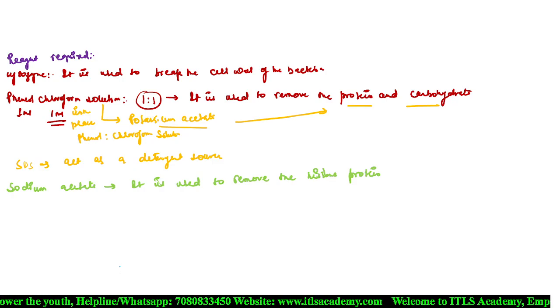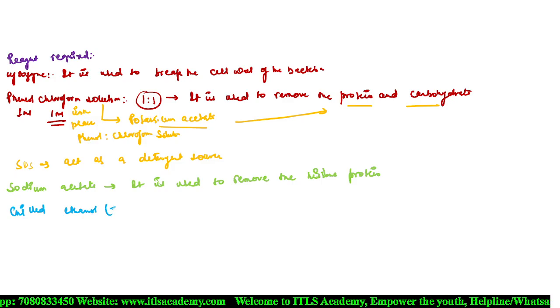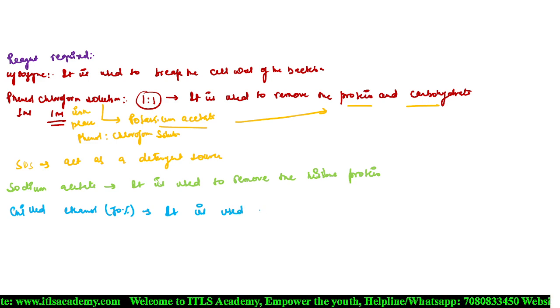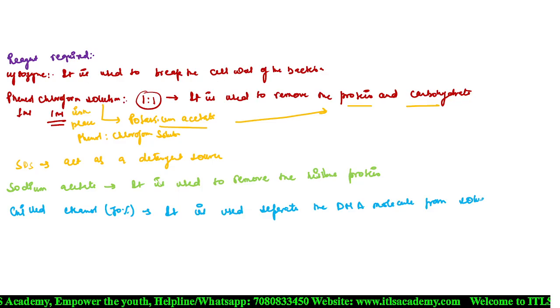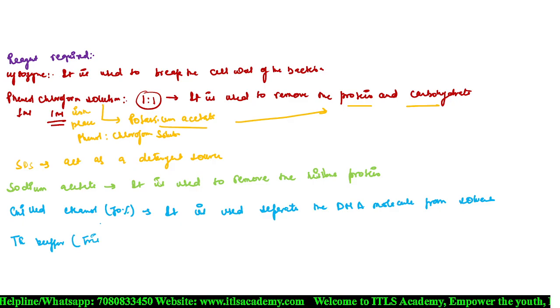Next is chilled ethanol of 70%. It is used to separate the DNA molecule from solvent. Then we use TE buffer. TE buffer is Tris EDTA buffer. It is used for the storage.